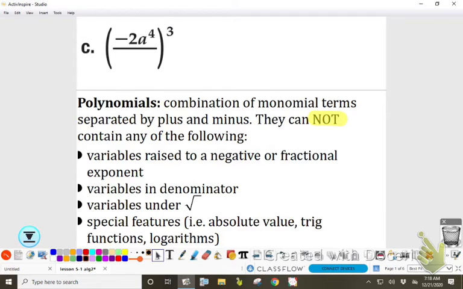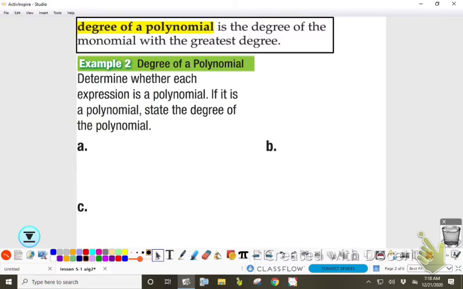And then you can't have any special features, which you don't know many of these yet. You know the absolute value. So if you had the absolute value of x, that's not a polynomial. If you had any trig functions, which you don't know those yet, and if you had any logarithms, which again, you don't know those. So if you had any of those, then it is not a polynomial. So I have some examples here.